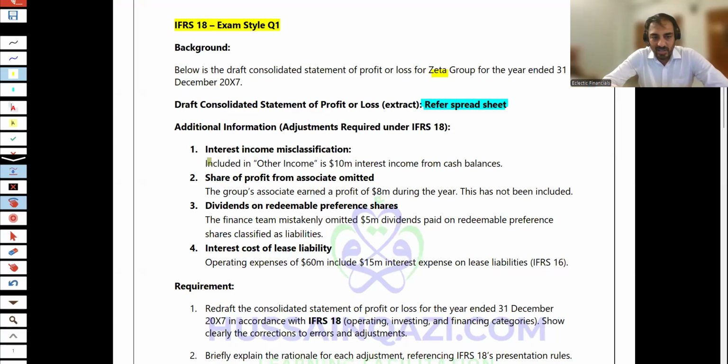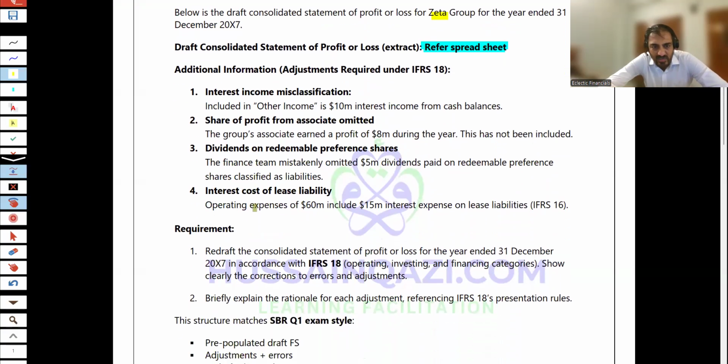So quickly read the question. First requirement. What's the requirement? Quickly read the requirement. In fact, you need to pause this video and invest 1 minute to read this particular question. Very simple. Now it's your time. Pause the video. Okay, have you done it? Let's start. Requirement: redraft the consolidated P&L for the year end 31st December X7 in accordance with IFRS 18.